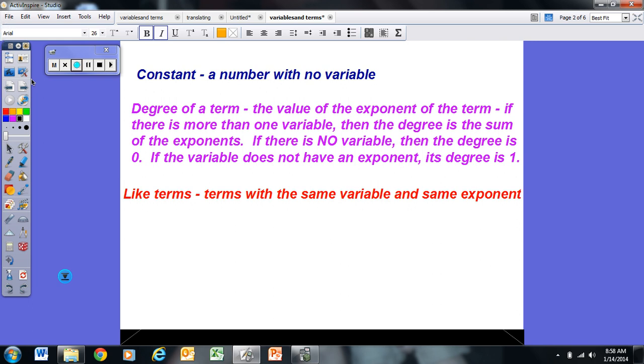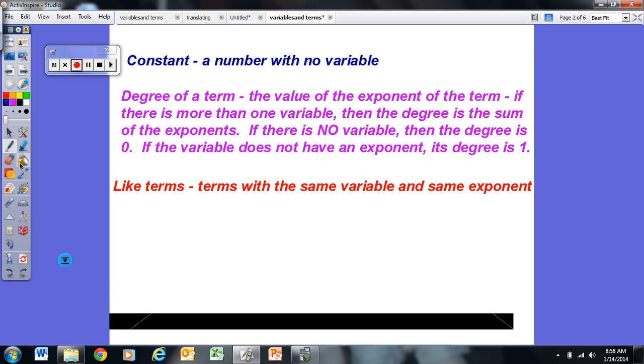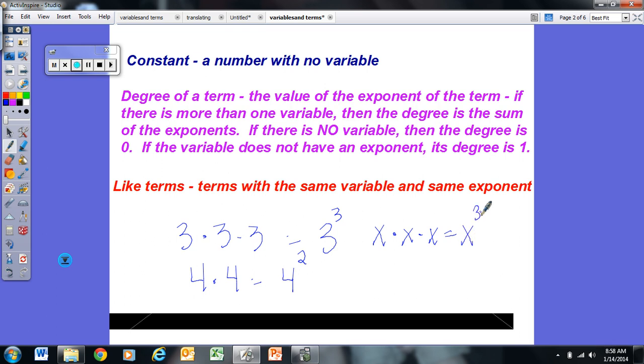The degree of a term is kind of complicated. It's the value of the exponent of the term. We didn't talk about exponents, but I know you've seen them before. They're the little numbers above the variables. I should probably do an example of an exponent. When you have 3 times 3 times 3, that equals 3 to the third power. How about 4 times 4 equals 4 to the second power. The exponent is the number above. So x times x times x equals x to the third power, because there's 3 x's being multiplied.